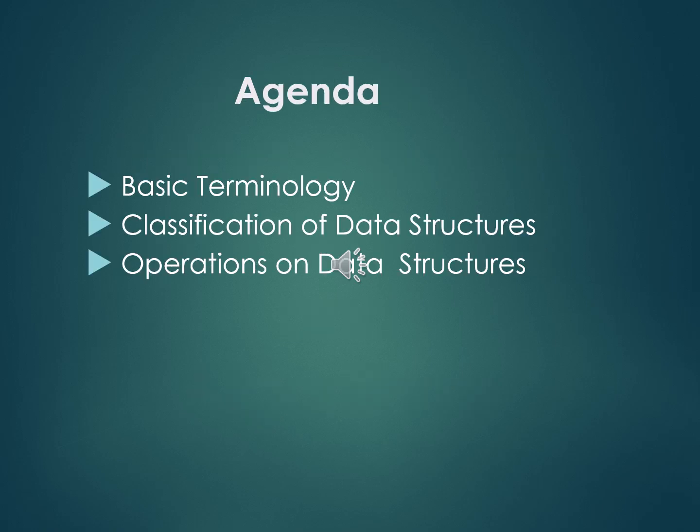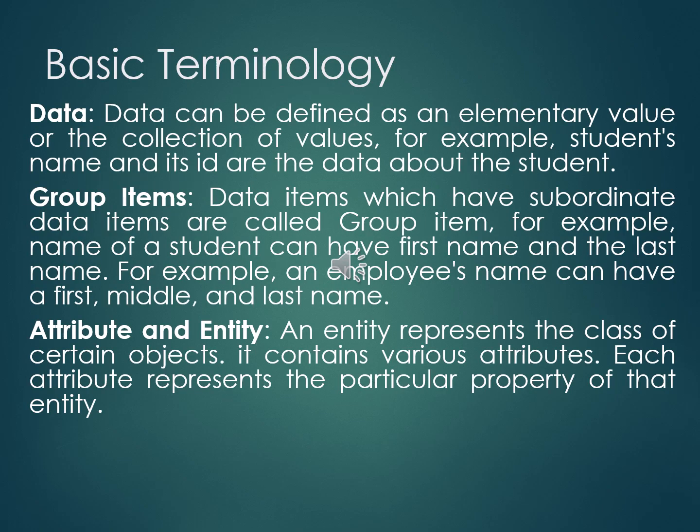First, we'll understand some basic terminology. Then we'll look at how data structures are classified, followed by key operations on data structures. We'll also explore the concept of abstract data types, and finally, we'll discuss algorithms and their characteristics. Let's begin with the basics.